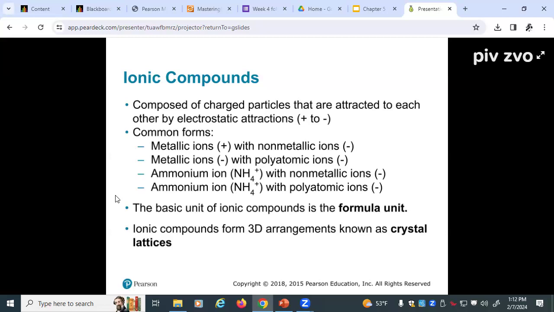In particular, there are 4 common forms of an ionic compound. The first is the most simple. I've got a metal and a nonmetal. Metal ions are positive in charge. Non-metal ions are negative in charge. I stick them together, I've got an ionic compound.